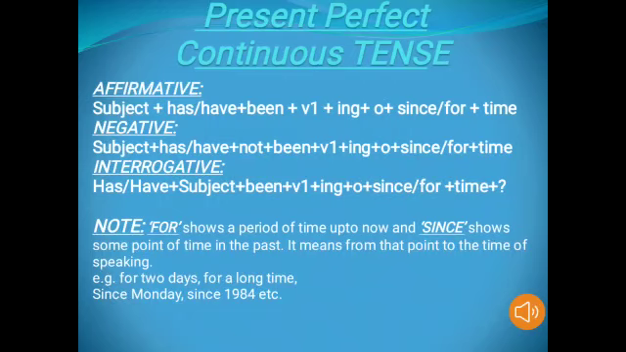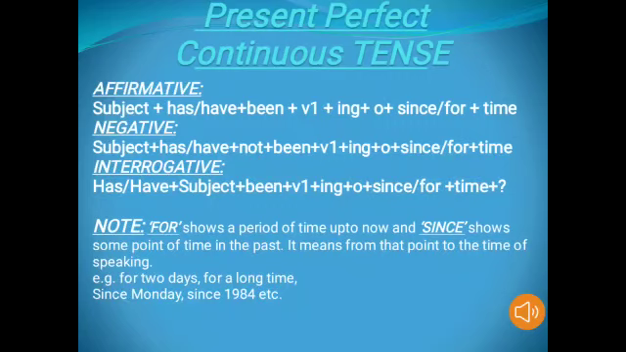For shows a period of time up to now. When the duration or a period of time is given to us, we use for. And since shows some point of time in the past, it means from that point to the time of speaking. Or in short, we can say that since shows the starting point of time when any work had started in the past. And when that particular specific point, the starting point of time, is given, we use since.